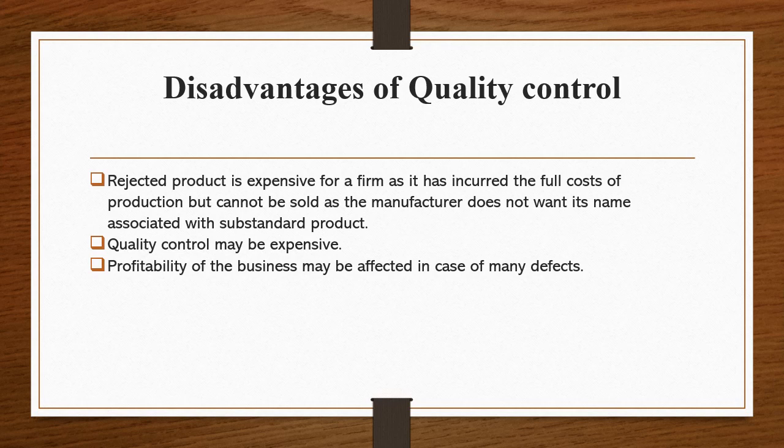Two, quality control may be expensive. Generally, quality control may be expensive depending on the type of business. Like, you may need to have special gadgets or tools, or hire experts or people with special skills who are able to test the product and make sure that they discover all the defects associated with the product. It may depend on the product. And then lastly, the profitability of the business may be affected in case of many defects.